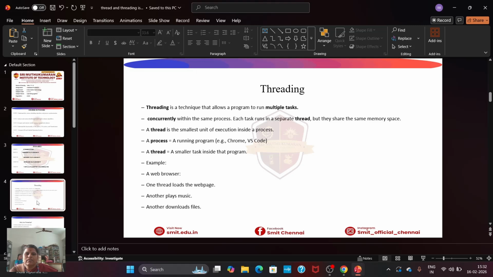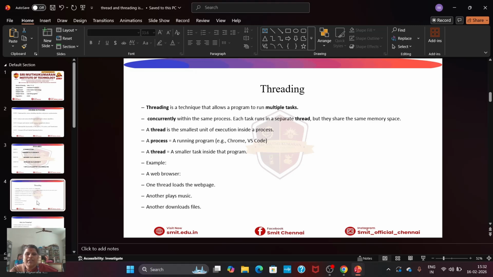First, what is threading? Threading is a technique that allows a program to run multiple tasks concurrently within the same process. Each task runs in a separate thread, but they share the same memory space. A thread is the smallest unit of execution inside a process. A process is a running program or program in execution, for example, Chrome or VS Code. A thread is a smaller task inside that program.